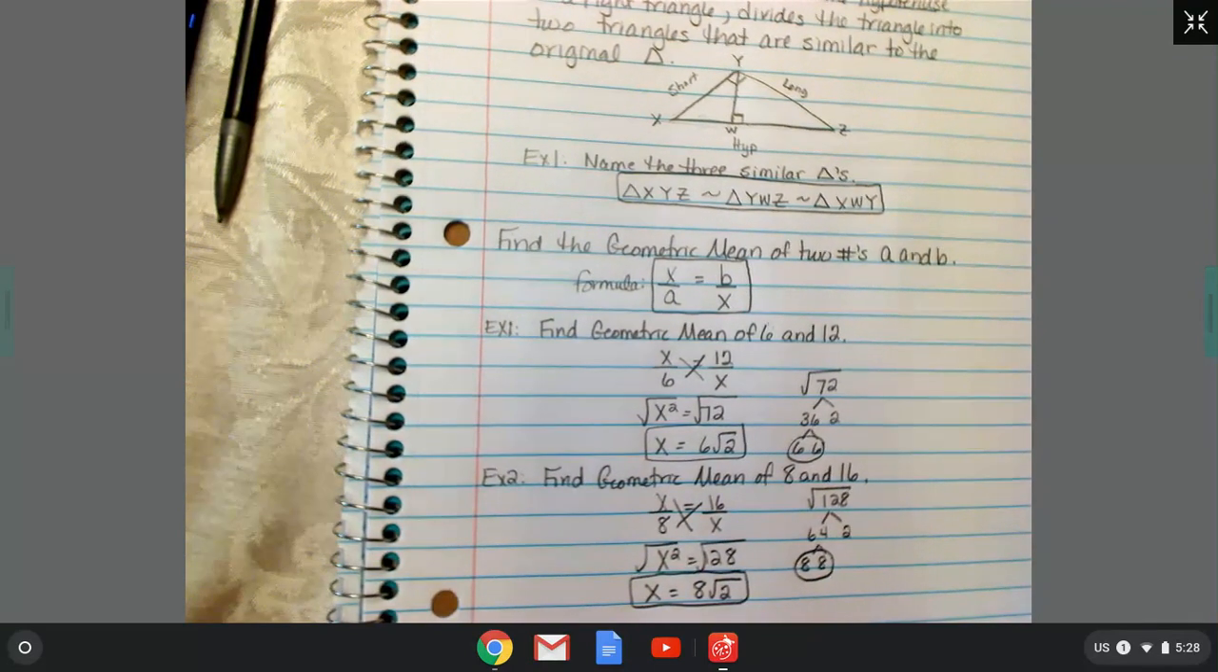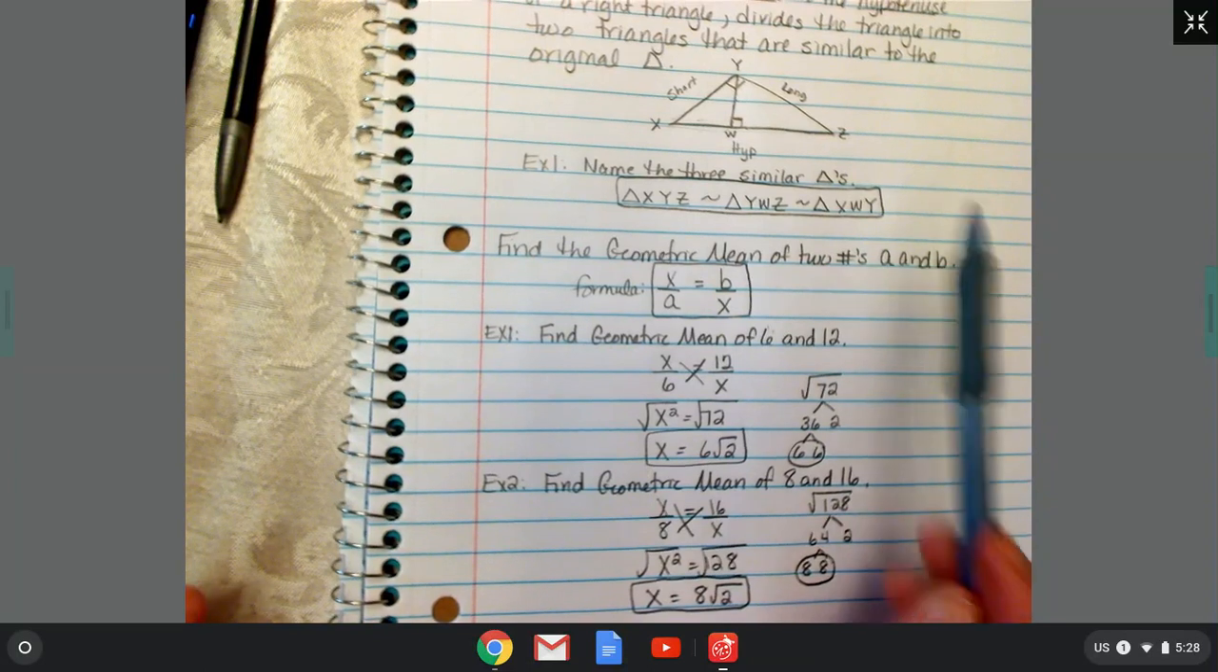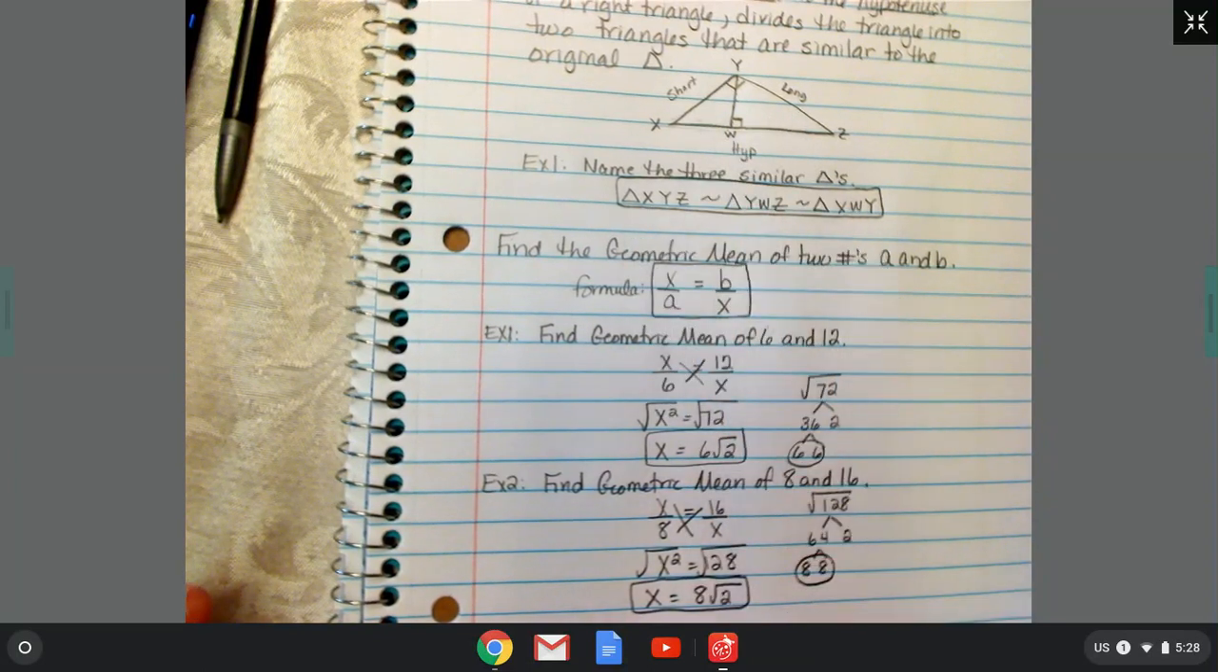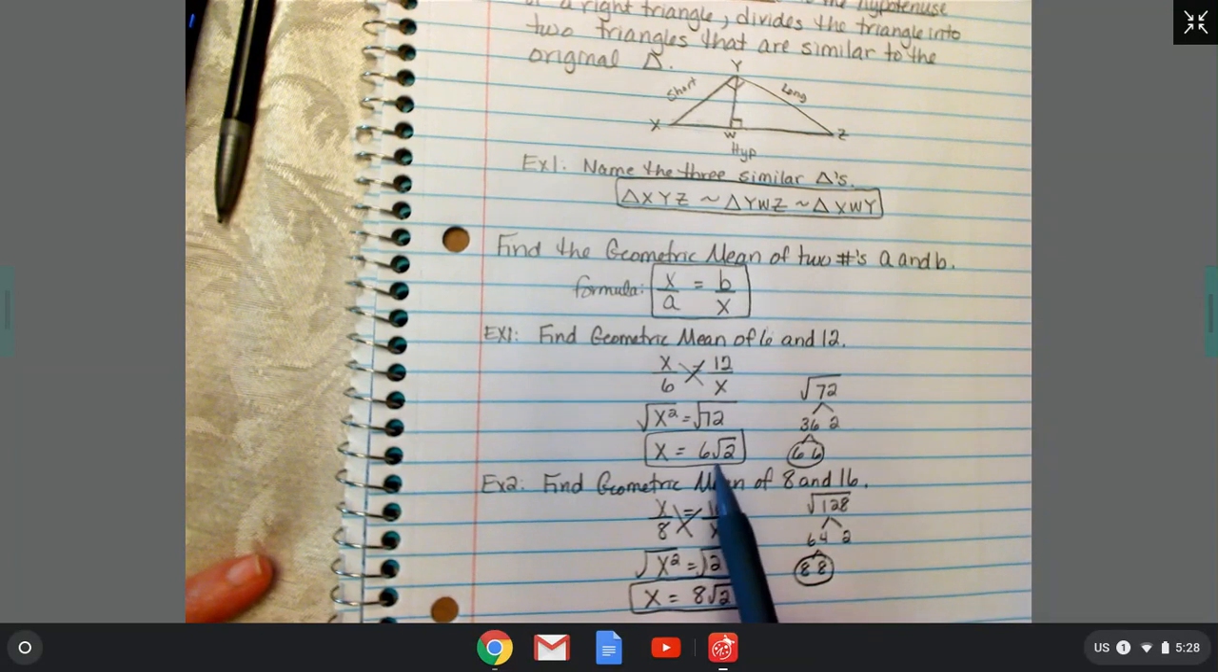Okay, so these are the skills I want for you today: to be able to use this theorem to divide it into 3 similar triangles, and to cross multiply and find geometric mean, leaving it in simplest radical form as shown.